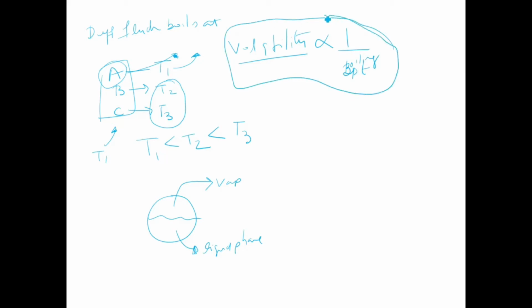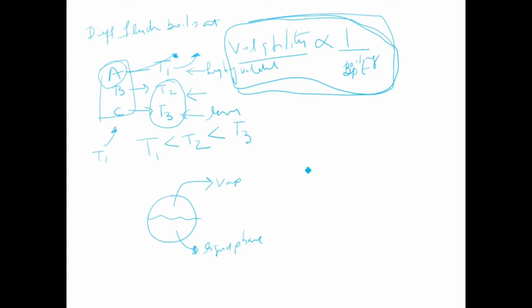To the boiling point. In fact, we have to use other terminologies like bubble point, but we will come back to that. So T1 boils at a very low temperature, which means T1 is highly volatile. T3 is less volatile when compared to T2, and T2 is less volatile when compared to T1.